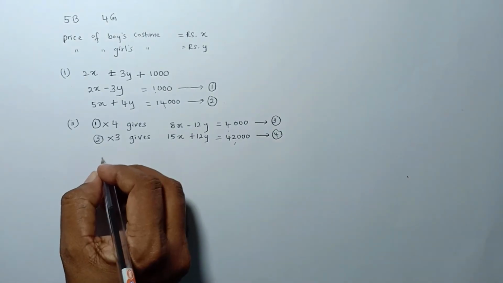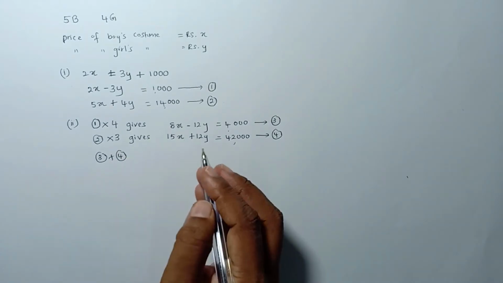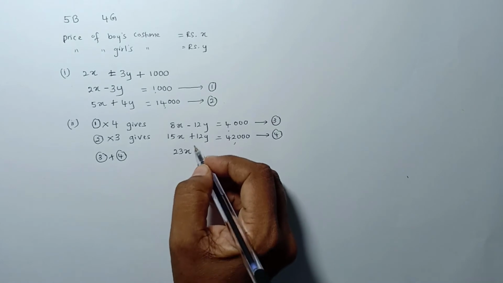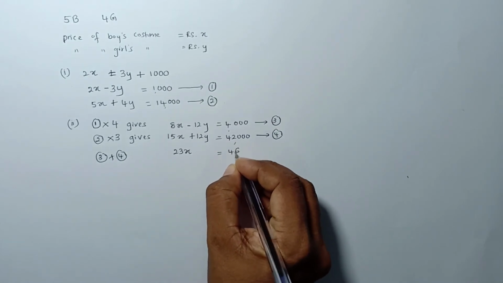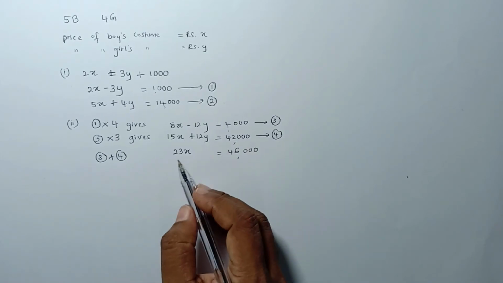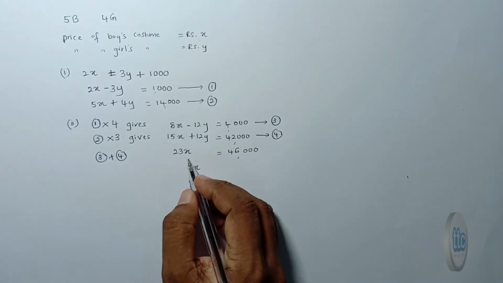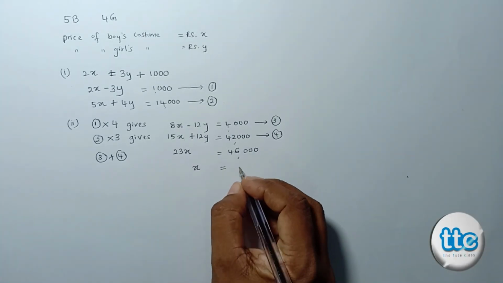Now you have to add these two equations, 3 plus 4. 8x plus 15x is 23x, minus 12y plus 12y gets cancelled. 4000 plus 42,000 is 46,000. To find x, you have to divide both sides by 23. Therefore, 23x divided by 23 equals x. 46,000 divided by 23 equals 2,000.